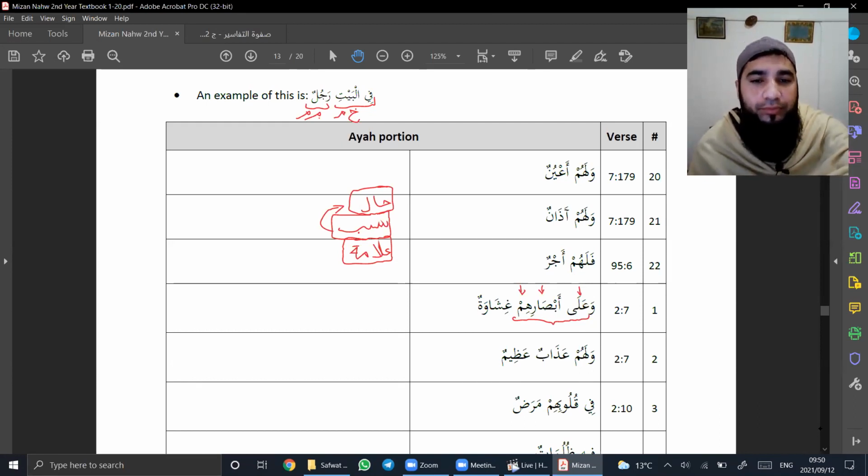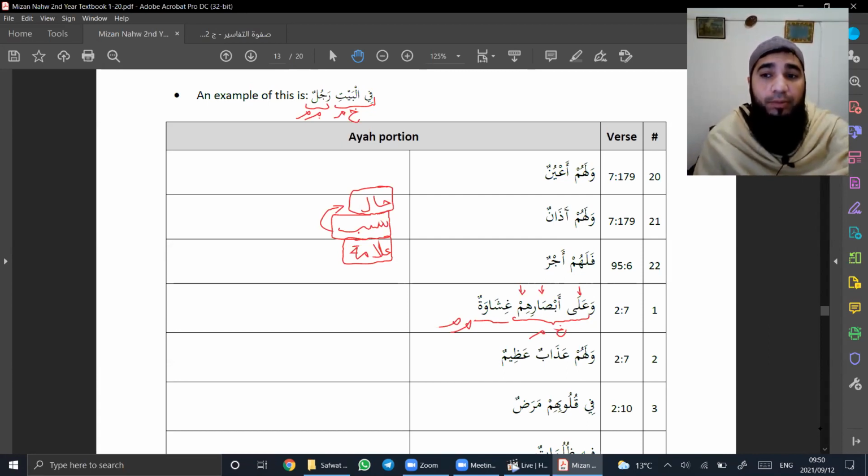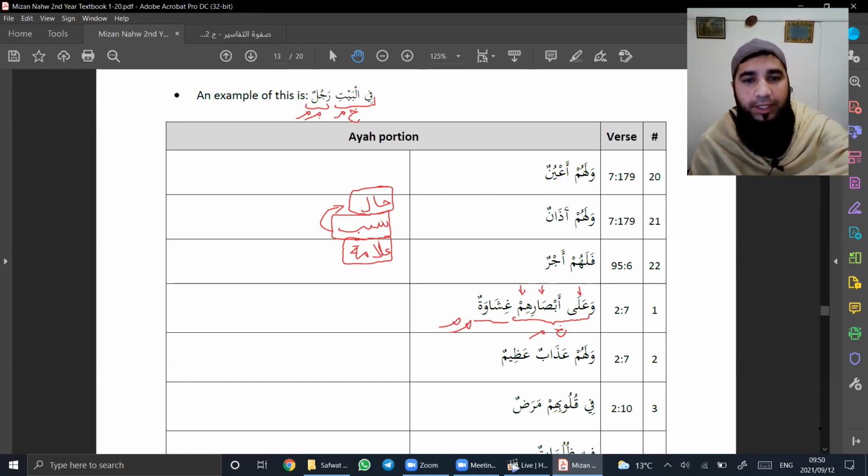So what comes next then? Ghishawatun. This is going to be my mubtada mu'akhar, and this thing is going to be my khabar muqaddam. Wa ala absarihim, and upon their eyes or their sight, ghishawatun is a veil. Again, don't forget, you can still use that method where I place the "is" between the two. That will show you where the point of division is between the mubtada and the khabar, or rather in this case, the khabar and the mubtada. So, upon their sight is a veil. Any other one?